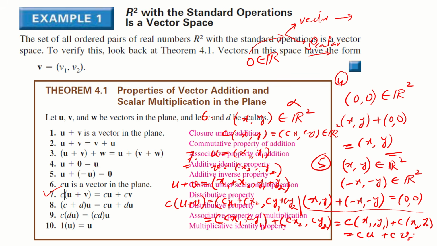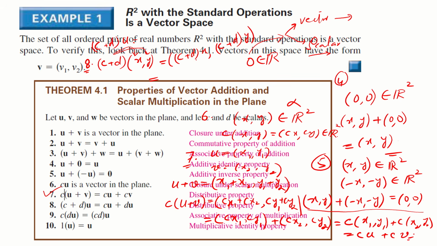Condition number 8, in that case you will take the sum of scalars first. Let me go here. Condition number 8. So it means (c plus d) multiplied by a vector u, where I would mean vector u is (x, y). By applying that condition, the usual operation, we'll be having what? That is (c plus d) into x, comma, (c plus d) into y. Because you just multiply this complete scalar to x and this to y.